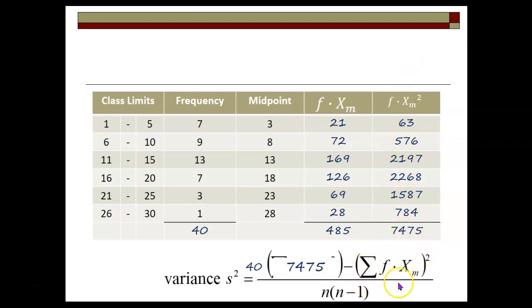And what number goes here? Well, the sum of frequency times midpoint is 485, and then that number is going to get squared as part of the formula. Now, what about down here? We've got n, which is still 40, times n minus 1, which is 39. And now, go ahead and calculate this on your calculator and make sure you get the same thing I do.